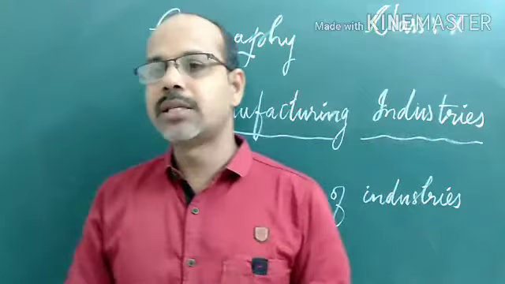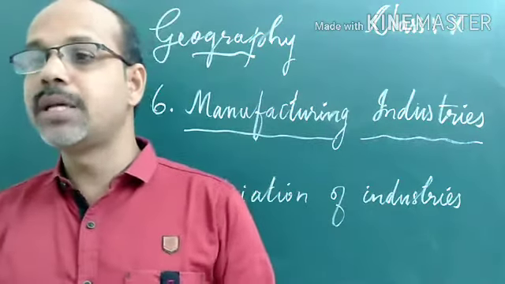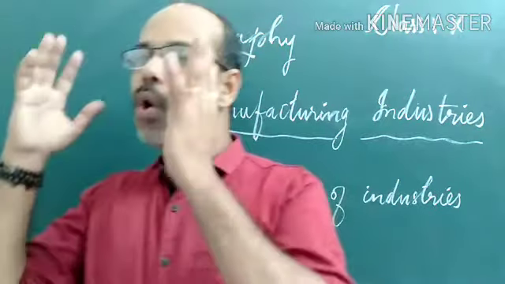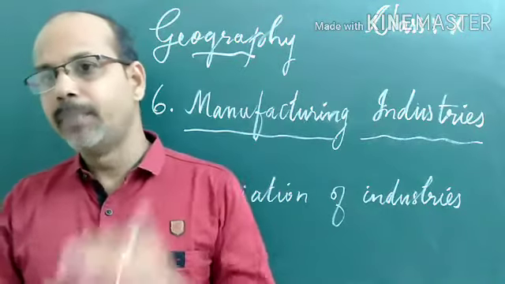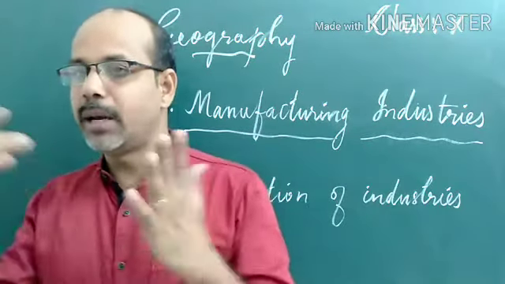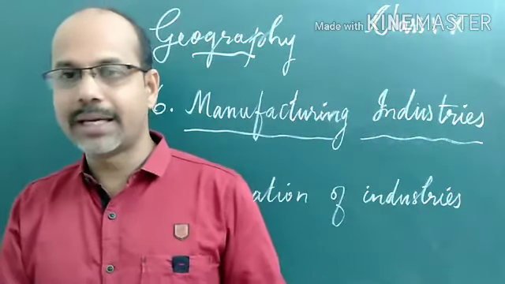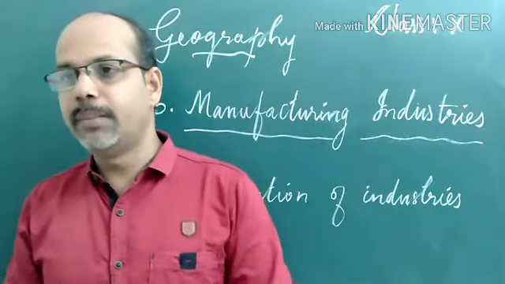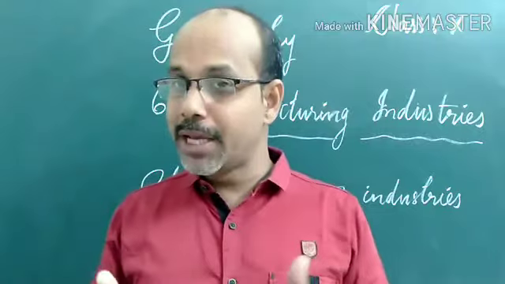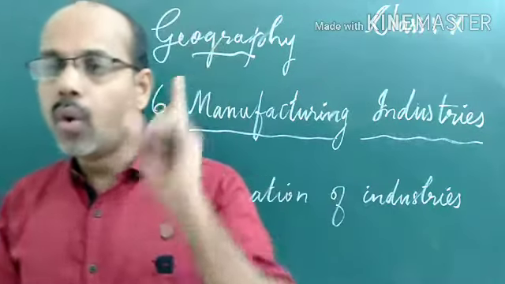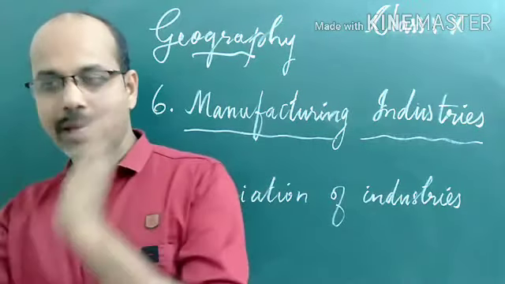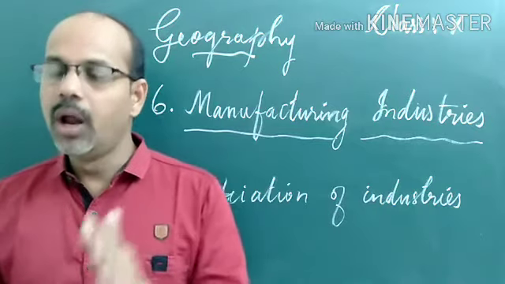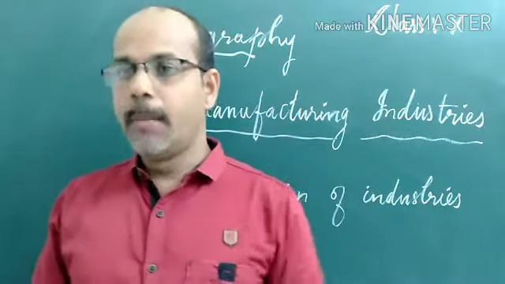Now, another classification of industry is on the basis of ownership. Who owns the industry? Here we have public sector, private sector and joint sector ventures. What are the differences between them? It is on the basis of ownership, whether they are individually owned or in the public sector.